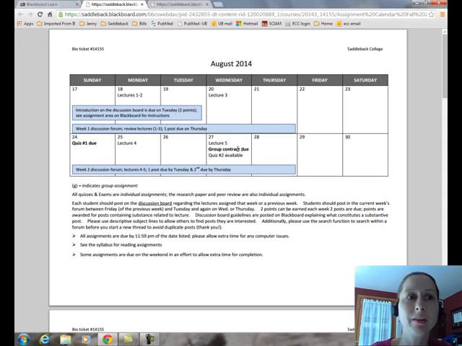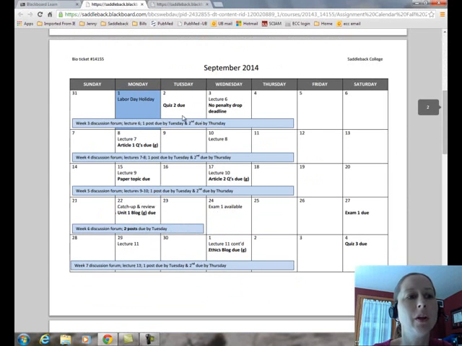Your group contract, everyone should find people to work with. The introductions on the discussion board will help you to find groups to work with for group assignments. And the group contract is going to be due on Wednesday. The second quiz will be made available. And if we scroll down, the second quiz will be due right after Labor Day.